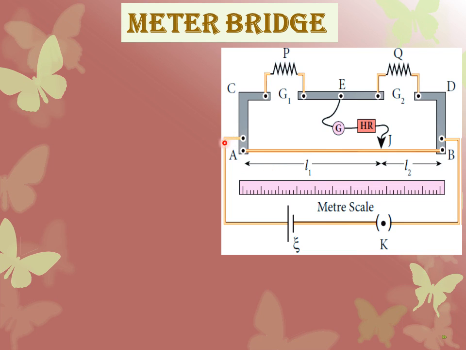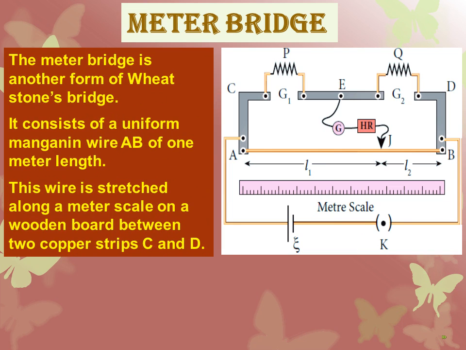Now we connect A with a battery. Usually we use Leclanche cells for this meter bridge, and a key which is connected with A and B. Now let's move into the theory part. See, the meter bridge is another form of a Wheatstone bridge.